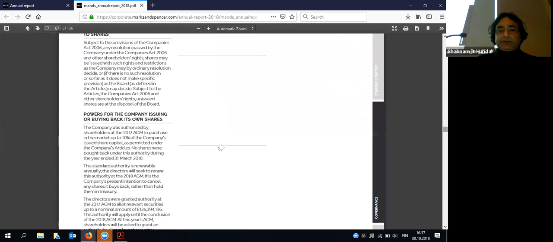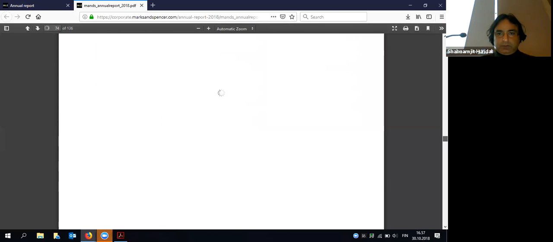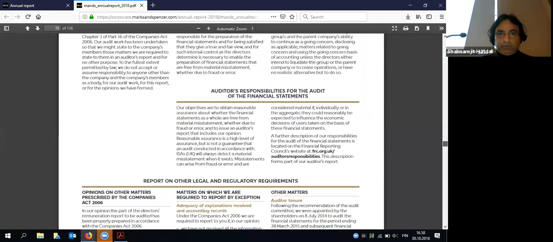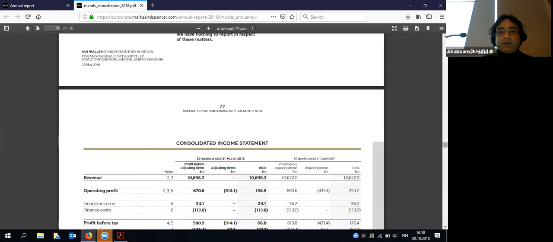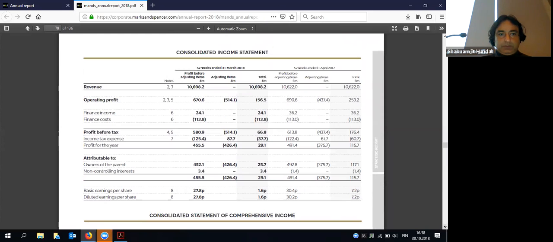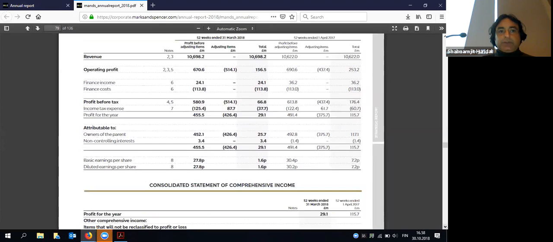It may take some time, but almost there. Consolidated income statement, there we are. Let me double check if this is even visible to you. Yeah, I think that's visible.